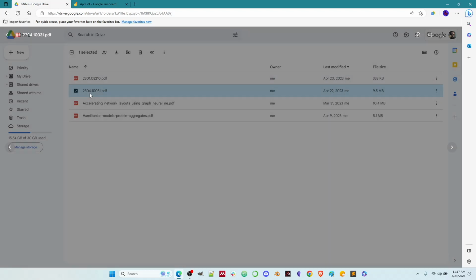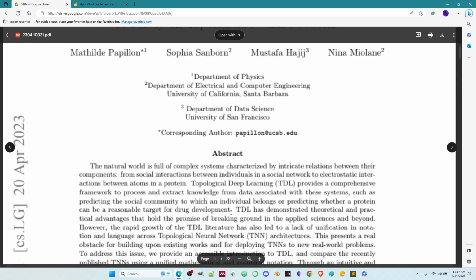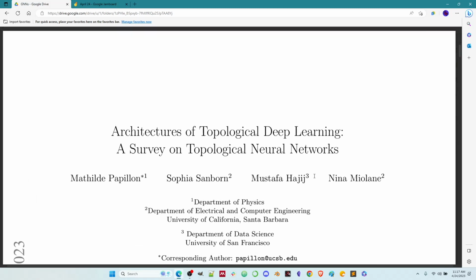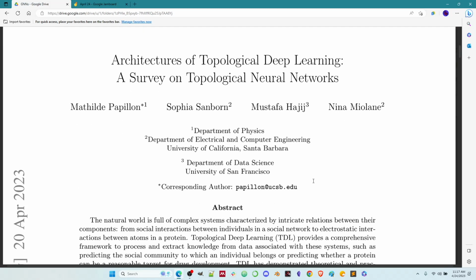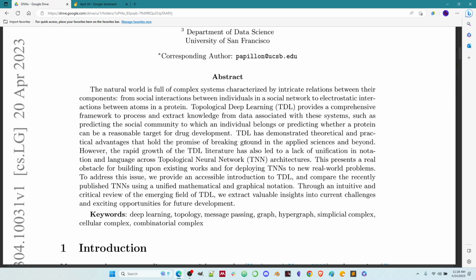So the next paper I want to talk about is architectures of topological deep learning, which we talked about in the meeting. This is also in the Slack. This is about topological data analysis and topological neural networks. So there are a lot of links to mathematics and physics here. And I'll just read the abstract on this paper. I won't get too deeply into it.